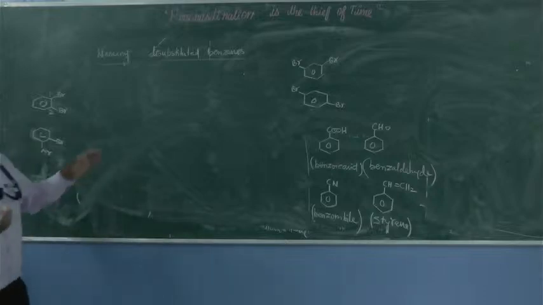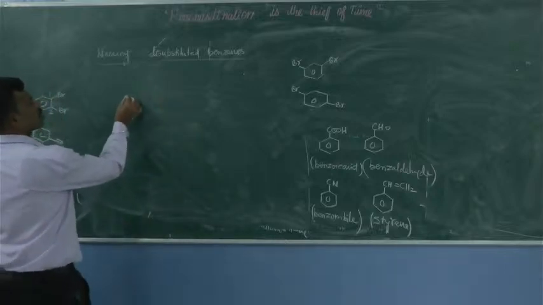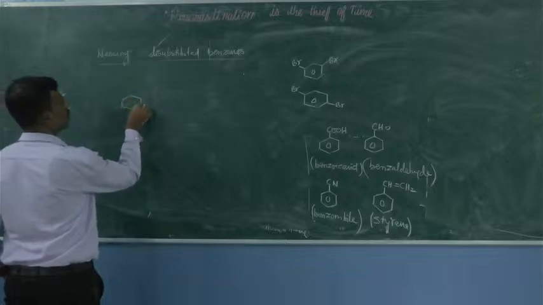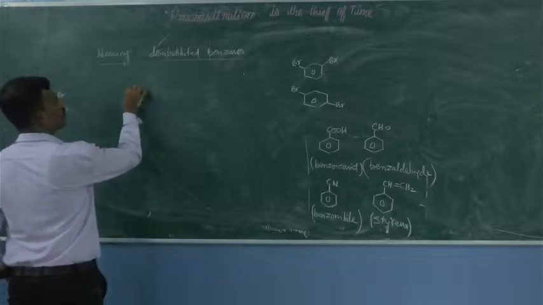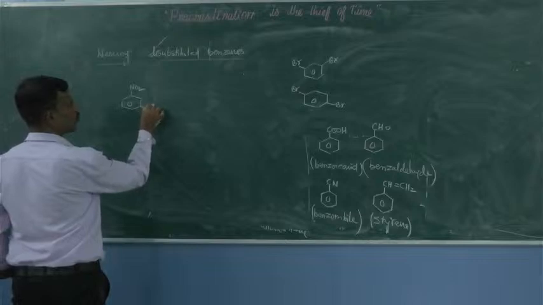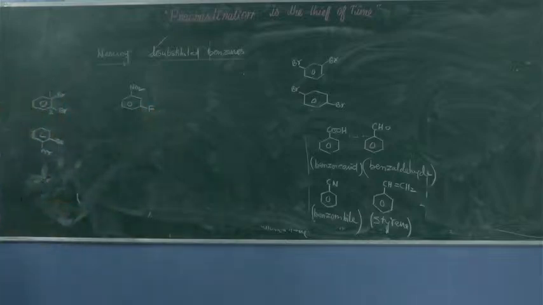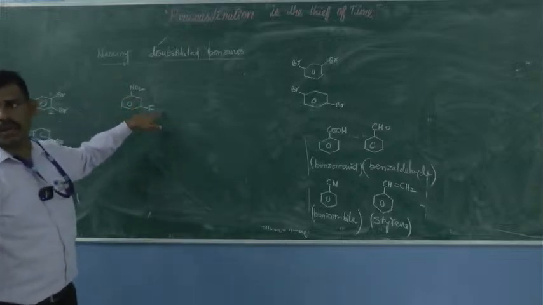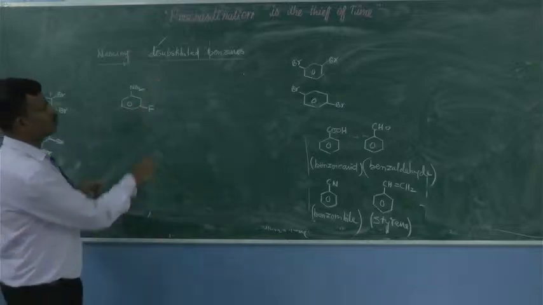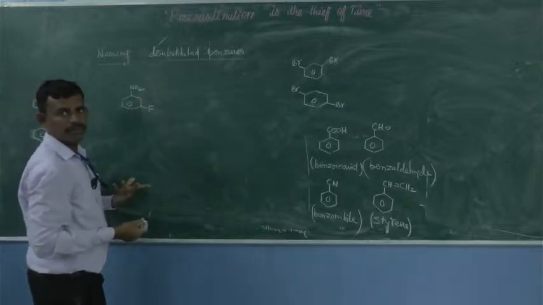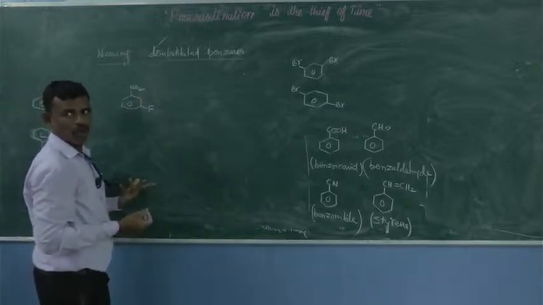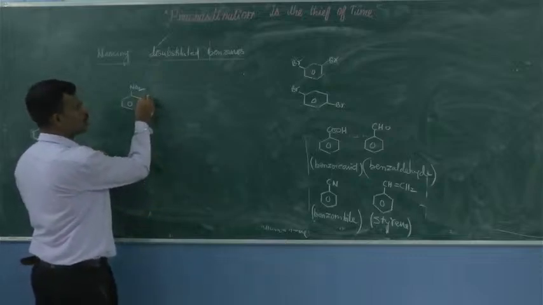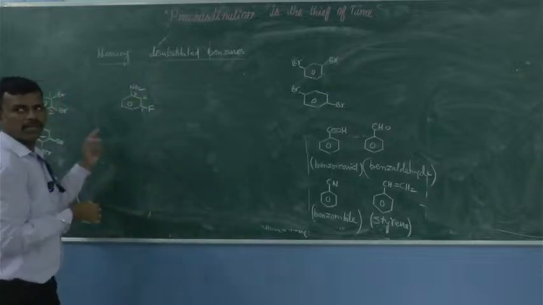Is it clear? For example, suppose you take nitro and fluoro. Yes or no? If there are two different substituents, alphabetically the first one gets the lowest number. Is it clear? So here, fluoro and nitro, which comes first? Fluoro. F comes first. So 1 2 3. So what do we write first?